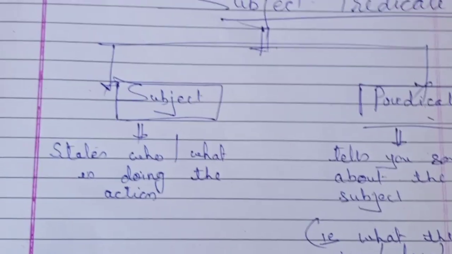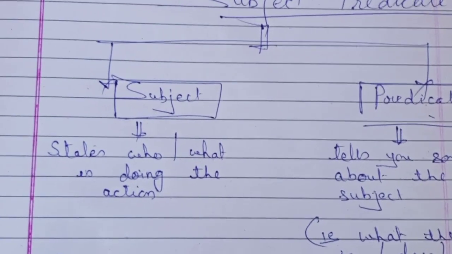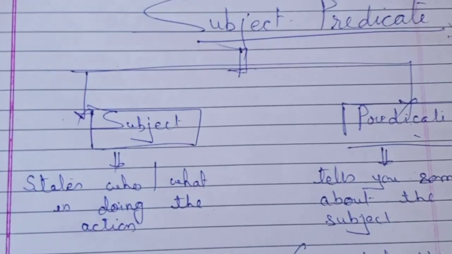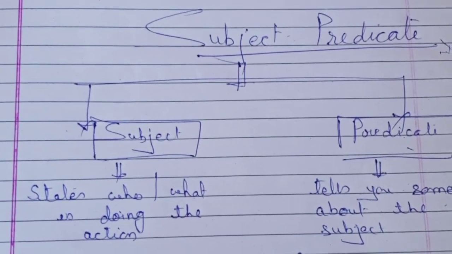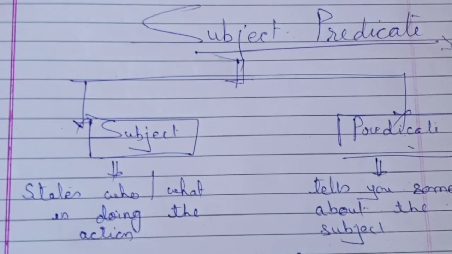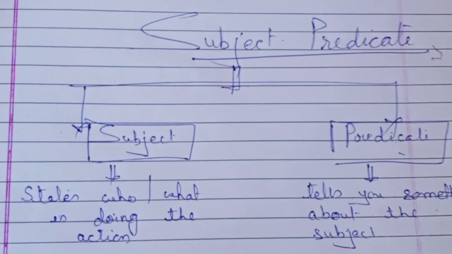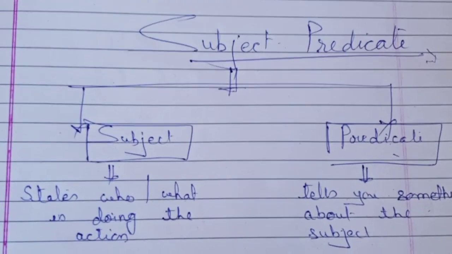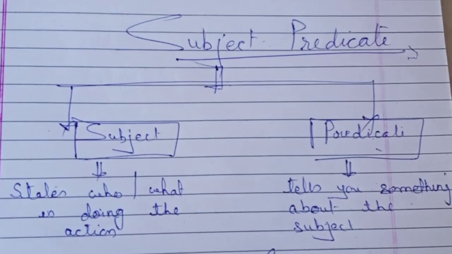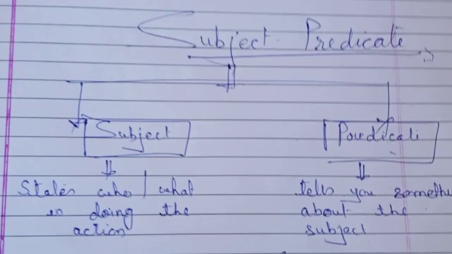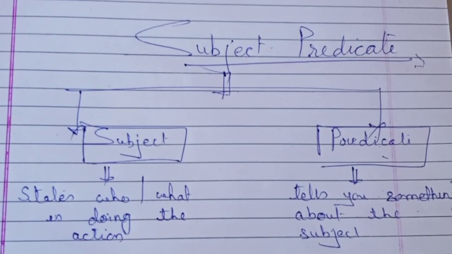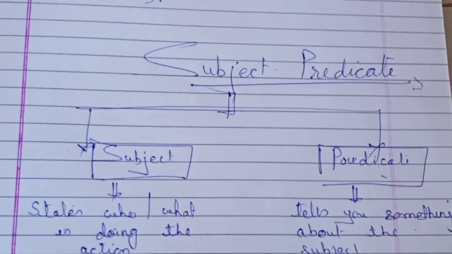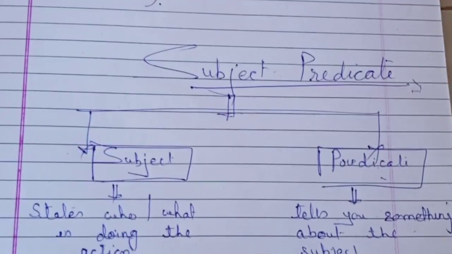Gopal. So it states who or what is doing the action. Who or what is doing the action, that is called the subject. And the rest of the part is the predicate. It tells something about the subject, about Gopal. Clear? In easy language, the word you find before the verb, that is the subject.